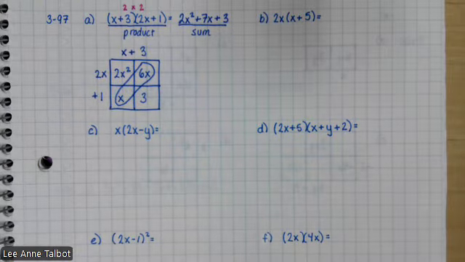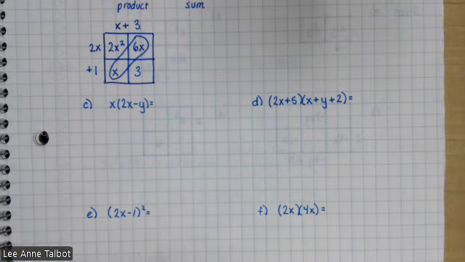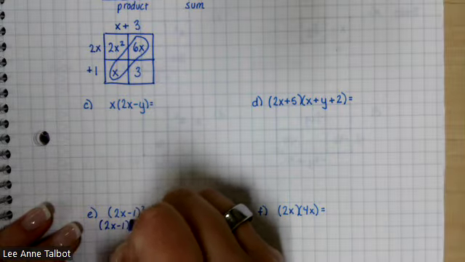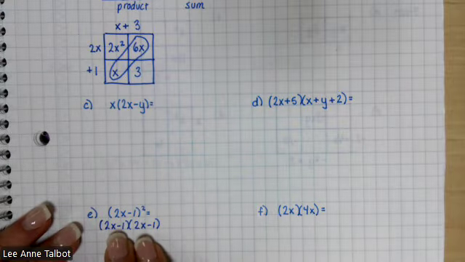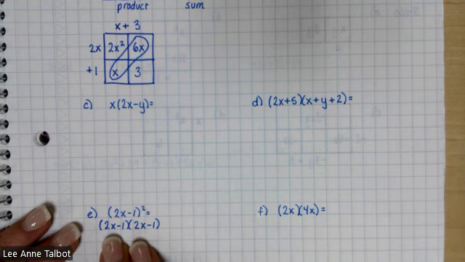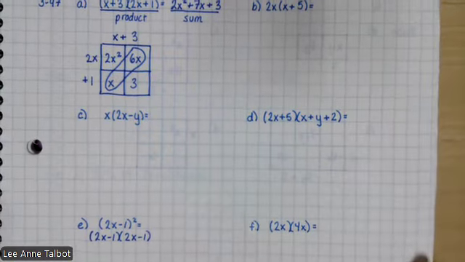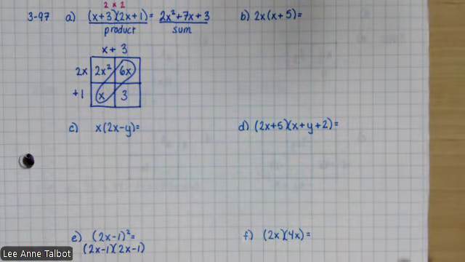Now, real quick, on E, you might get stuck here, but what I want you to do is think about 2x minus 1 squared as being 2x minus 1 times 2x minus 1. And then what size box do you need? 2 by 2. Okay, fun fact. What size box do you need for F? 1 by 1, yeah. Do I need a box at all? I mean, just humor me.